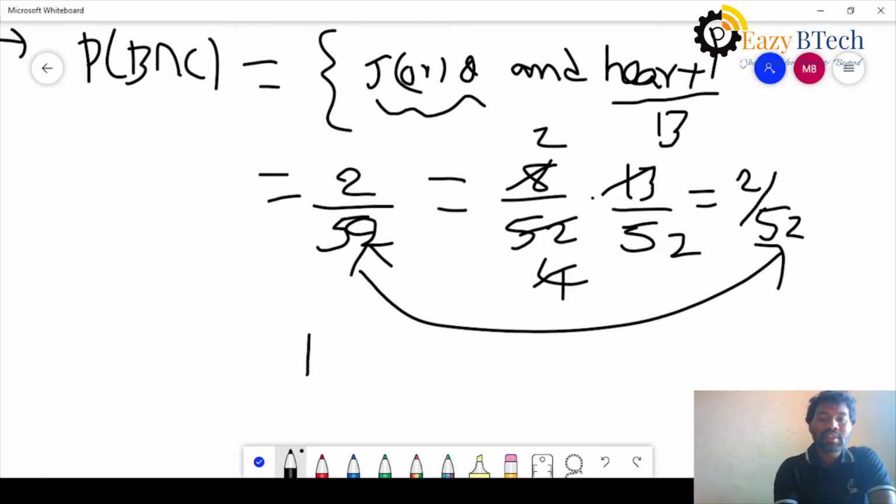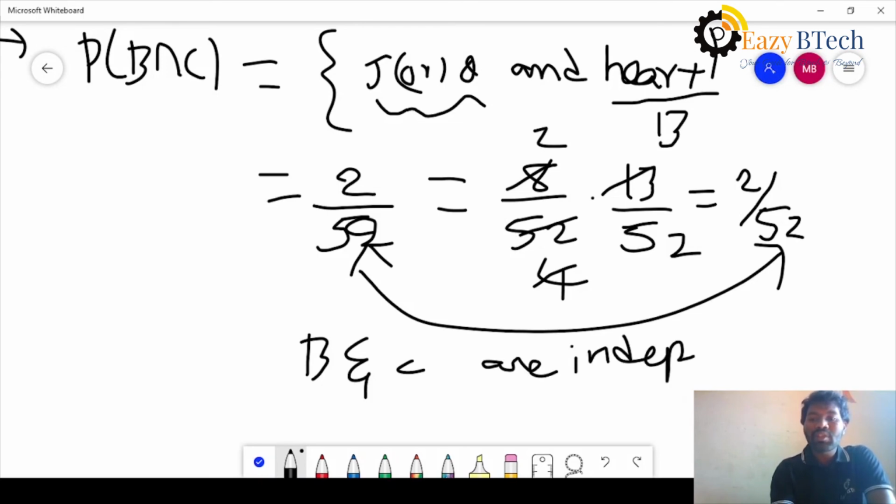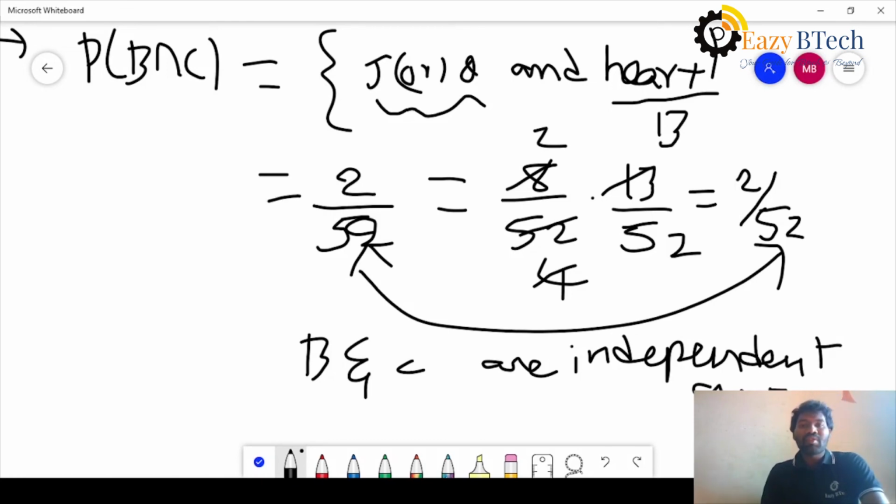So I can say that B and C are independent events. What I am doing here is just verifying the formula. I have found out the P of B intersection C, and I will make the product on the right side. If both are equal, then I can say that they are independent. Otherwise, I say that they are dependent events.